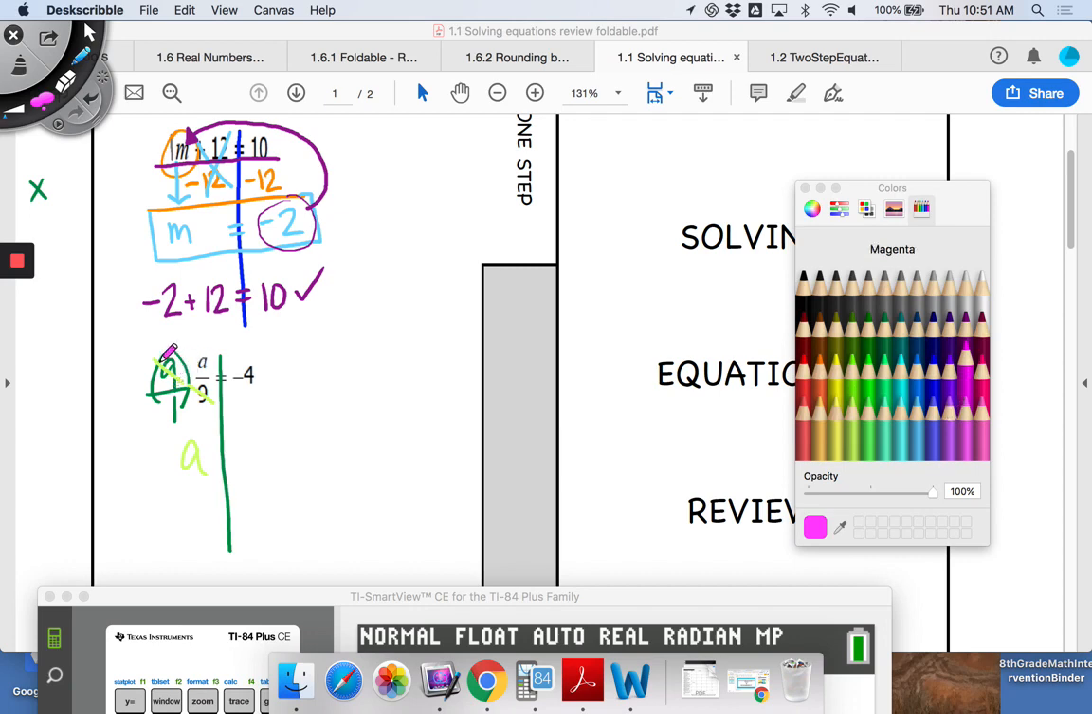But we multiplied by 9 on this side, so we made it heavy. So what do we got to do on this side? Multiply by 9. So negative 4 times 9 is negative 36.